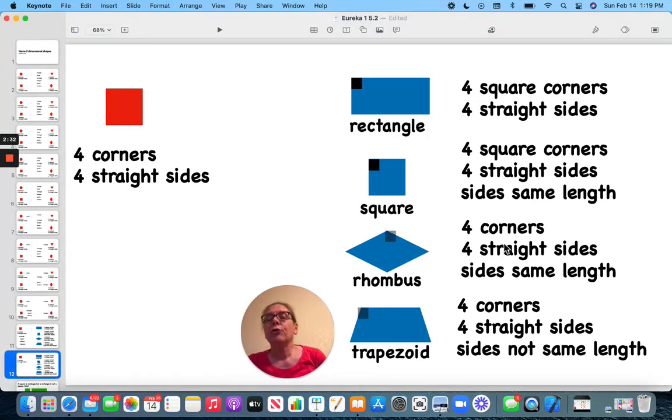Here, I have 4 corners and 4 straight sides, and the sides are the same length, but you look, my corners are not square. This is a rhombus. You might know this as a diamond, but the math term for it is rhombus. And if you look, this corner here is not straight. It is not a square corner. So that is why this is a rhombus. This is a trapezoid. We have 4 corners and we have 4 straight sides, but my corners are not square corners and my sides are not the same length.